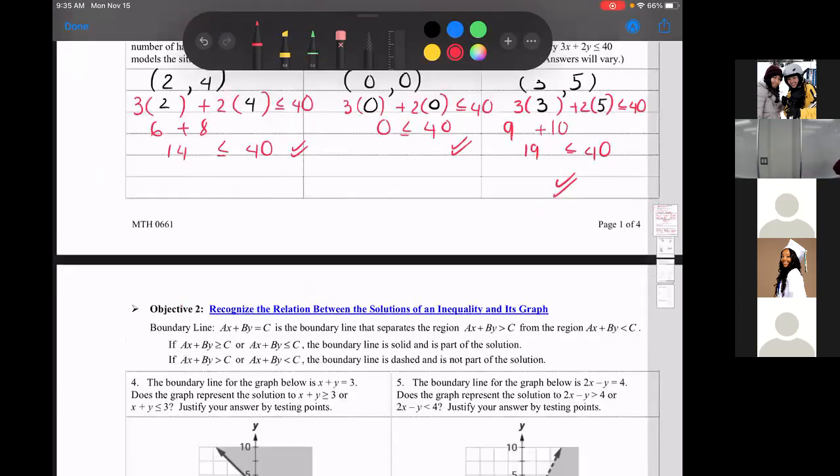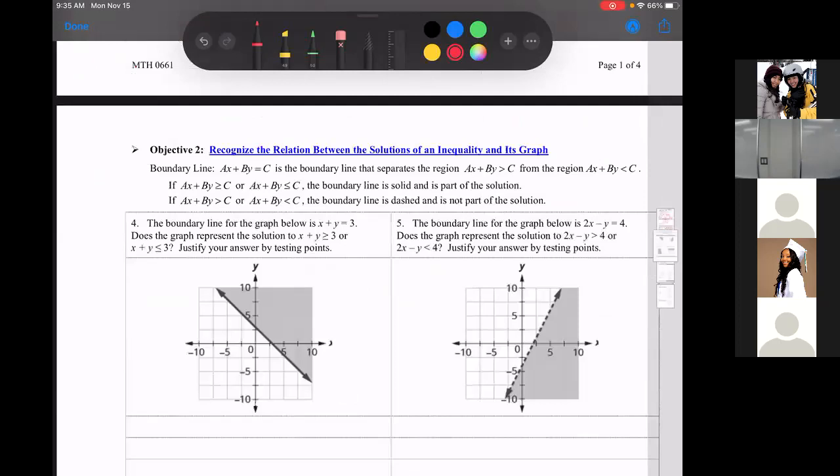Okay, objective 2. Now we're going to start taking a baby step toward solving inequalities. The boundary line ax + by = c separates the region ax + by > c from the region ax + by < c. That's what they mean here. Let me give you an example. You don't have to write this down, just listen to me. It's not because you're responsible for the exam. I just want you to understand.